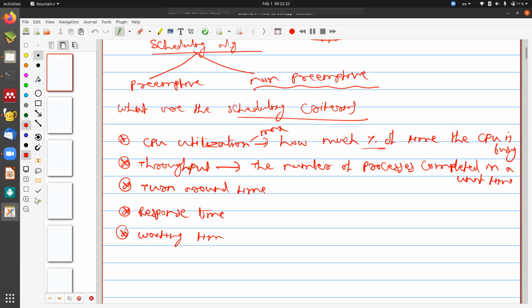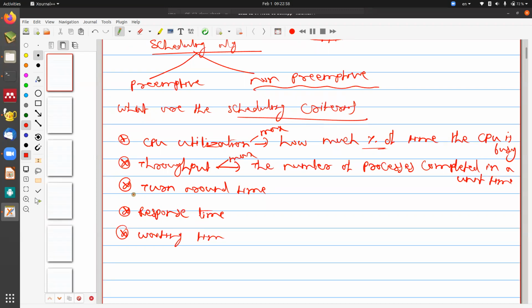If I run this X scheduling algorithm inside my operating system, and the throughput says 10, and in another scheduling algorithm the throughput says 7, that means the one performing 10 throughput is better, because in that particular algorithm more processes are completed per unit time. So that's why the throughput also has to be maximum.